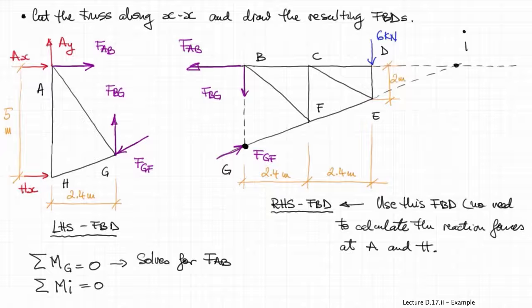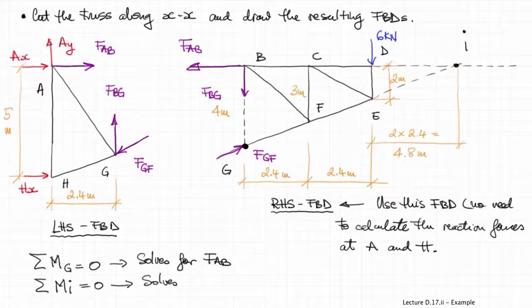Now, we need to determine the location of point I, so we know that AH was 5 meters, DE is 2 meters. By similar triangles, we can easily, even by inspection actually, determine that member BG is 4 meters long and member CF is 3 meters long. And also by similar triangles, we can determine that point I, joint I, is 2 panels away, 4.8 meters away to the right of joint D.